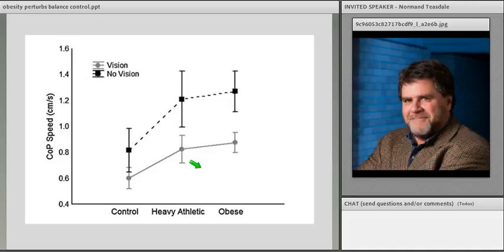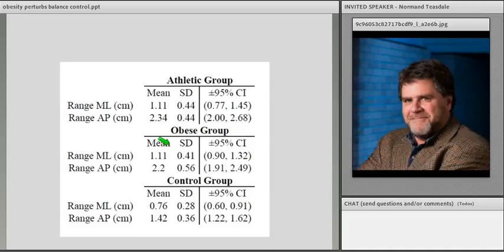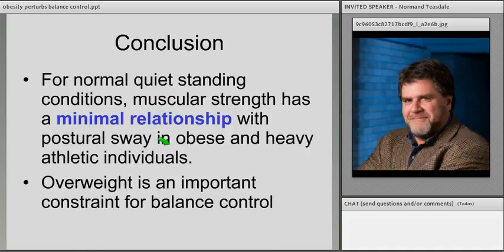And what we see is basically that the heavy athletic individuals sway pretty much like the obese, both with and without vision, and they sway more than the control group. So it's not a matter of strength, it's a matter of weight. We have the same results if we look at simple measures of range, and also if we look at other measures which I won't present. So for normal quiet standing, muscular strength has a minimal relationship with postural sway, and overweight is the important constraint for balance control.